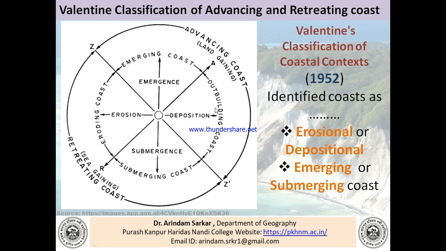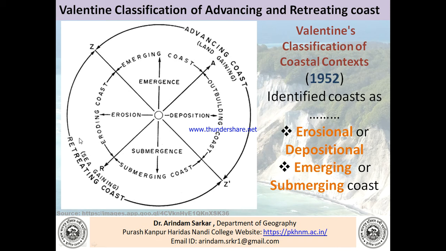This diagram shows the two ways, that is, the advancing coast is associated with land gaining, and the retreating coast is associated with sea gaining. What is the condition related to the advancing coast? That is, the emerging coast is associated with emergence, and the outbuilding coast is associated with deposition.